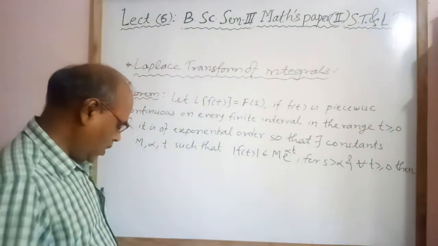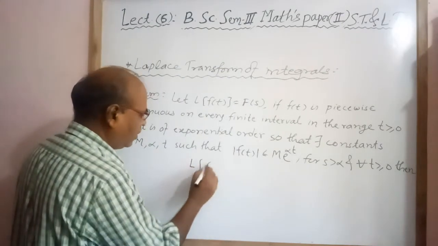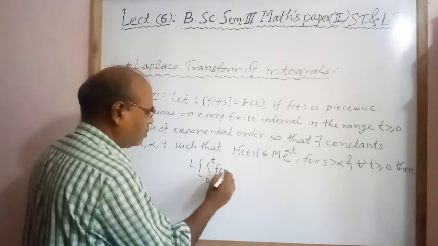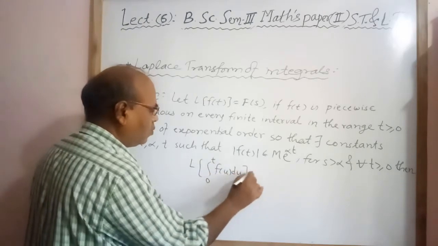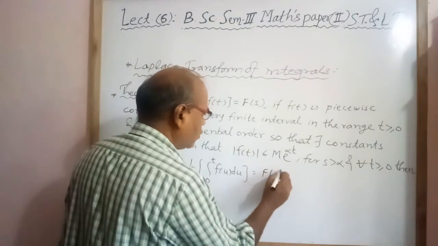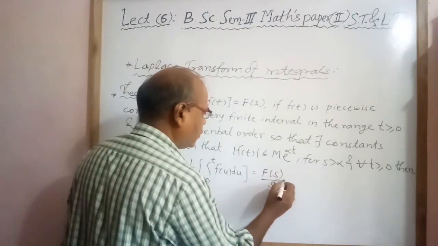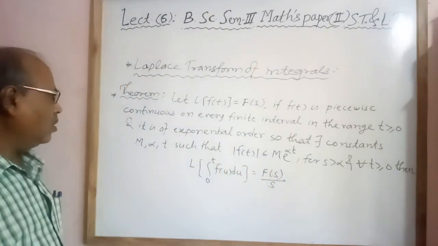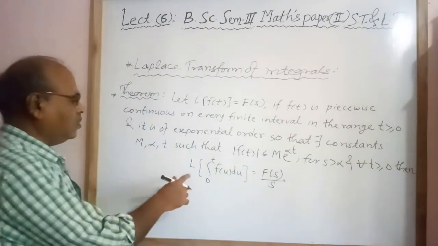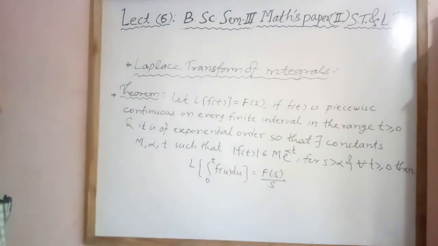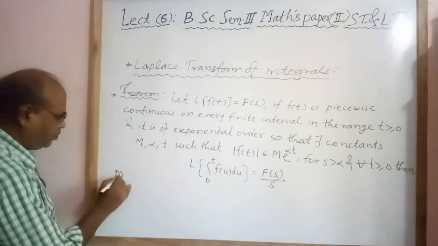then the statement of the theorem: Laplace of the integration from 0 to t of f(u) du equals F(s) divided by s. Here F(s) means Laplace of f(t). Therefore, Laplace of the integral is given by this formula, F(s) divided by s. Now, see the proof of the theorem.